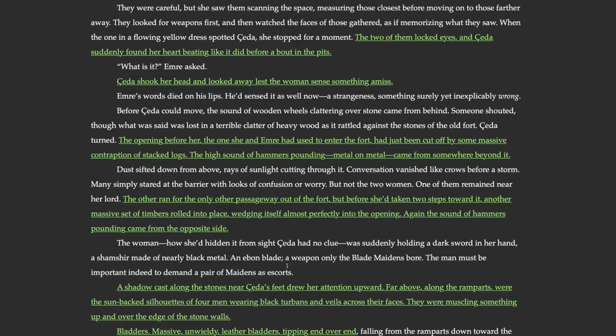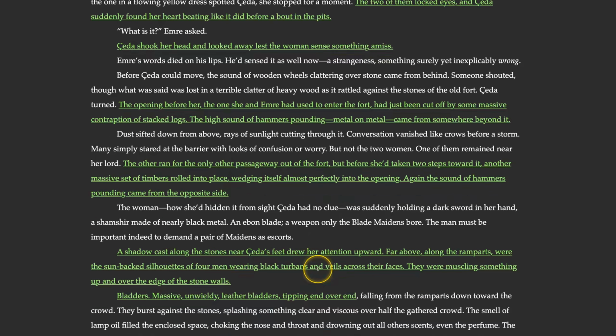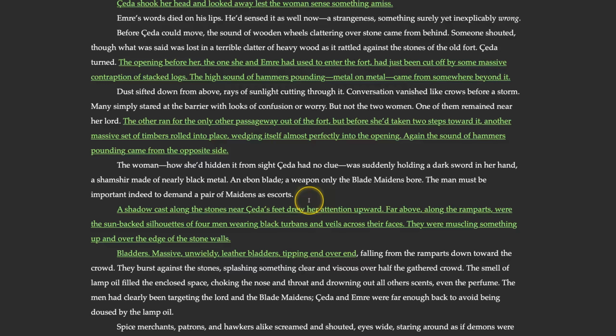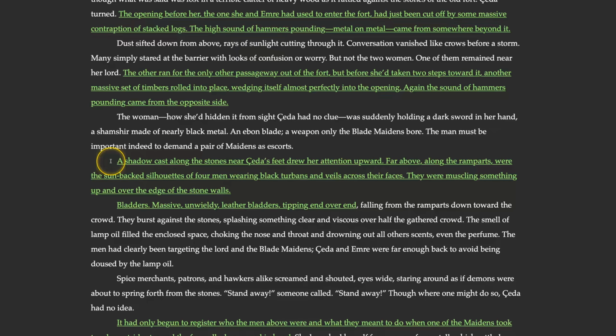And so Cheetah thinks the man must be important to demand a pair of maidens as escorts. She doesn't yet realize that he's a king, because it's so rare for that to happen, for them to be just seen out and about in Sharakhai, especially some place that's kind of poorer-ish as the spice market. So then we have to introduce the moonless host and the danger that Cheetah and the others are in.